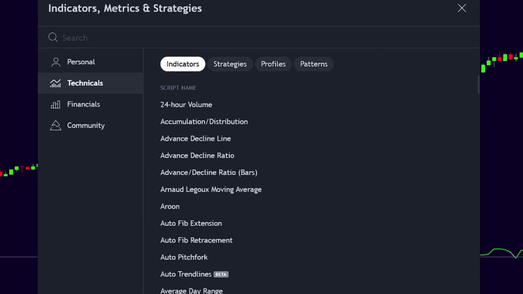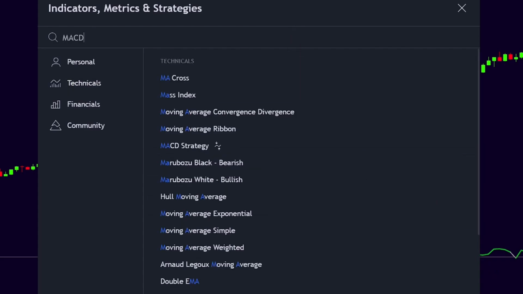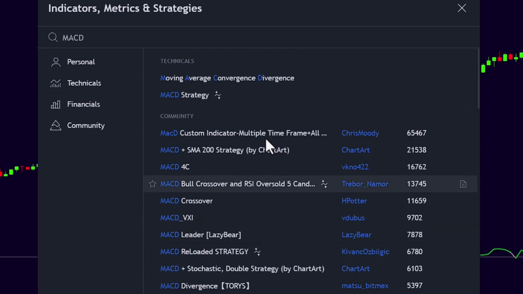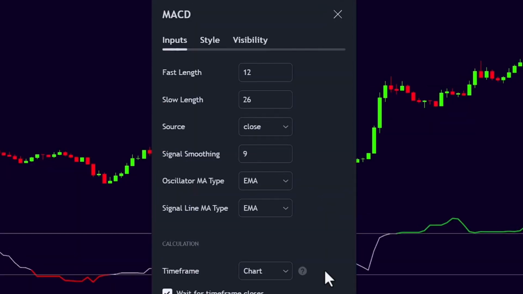Now let's add a second indicator to help confirm our TTF signals, the moving average convergence divergence. This classic indicator helps us identify trends, gauge momentum, and spot strong entry points. Add the MACD from the indicator section on TradingView, just as we did with the TTF.